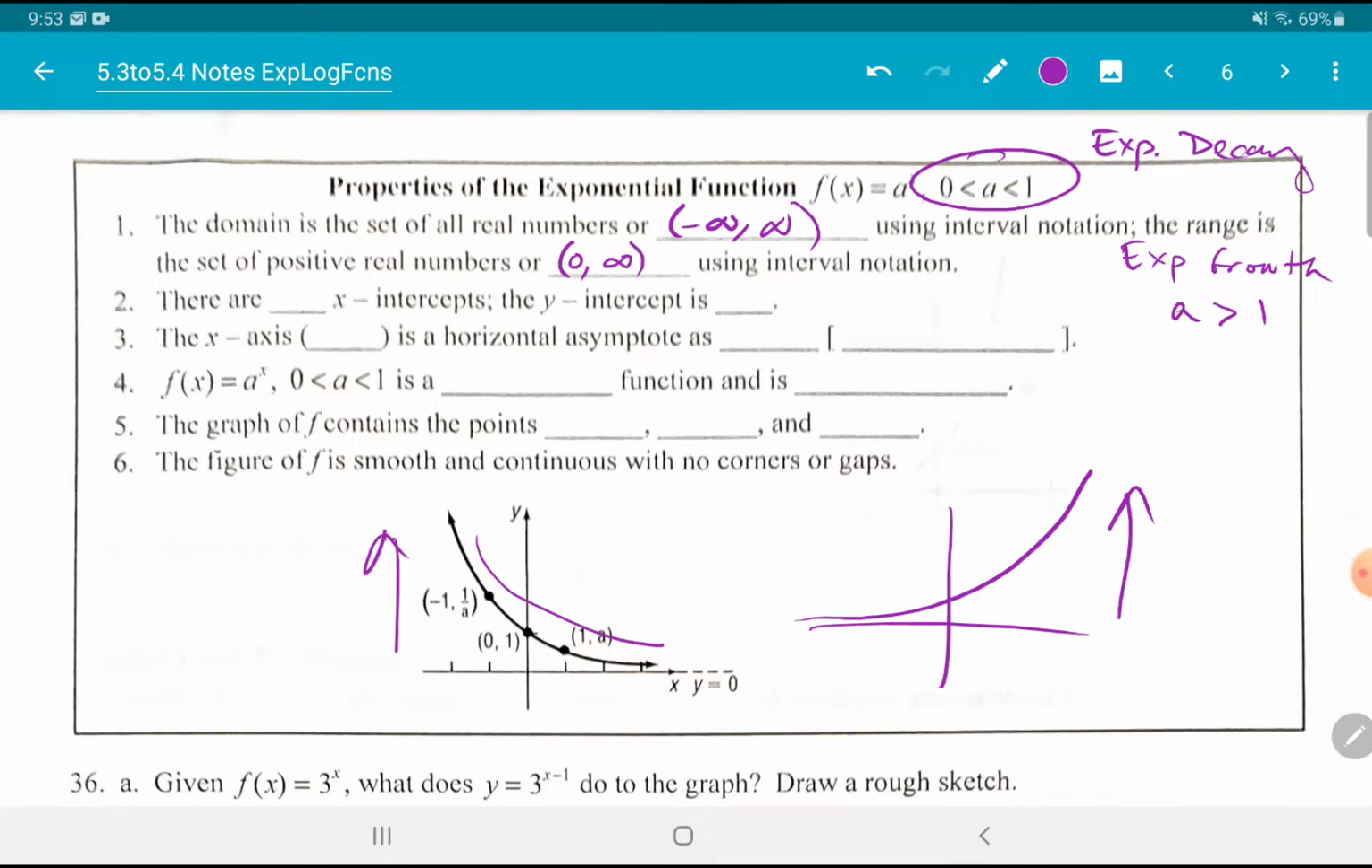How many x-intercepts do we have? Well, because there's an asymptote here, we can never have any x-intercepts. So there are 0 x-intercepts. And the y-intercept is always going to be right there in this location, which is at the point 0, 1. Because if you ever take an equation, a to the x, and put 0 in there, you'll always get a value of 1. The x-axis, which is basically the same thing as y equals 0, is our horizontal asymptote as x goes to infinity in this case, because it never touches the x-axis.